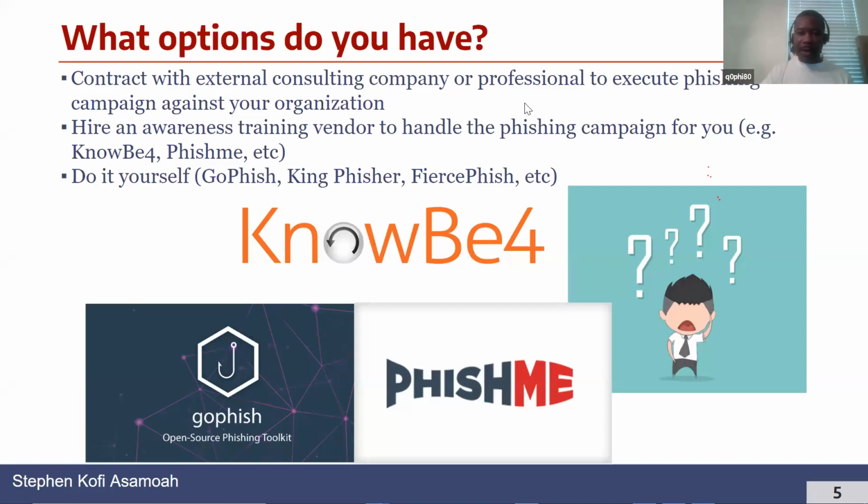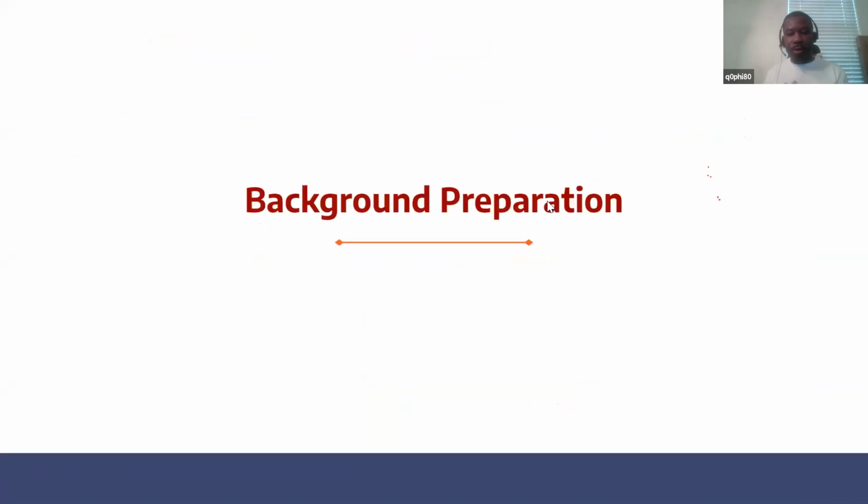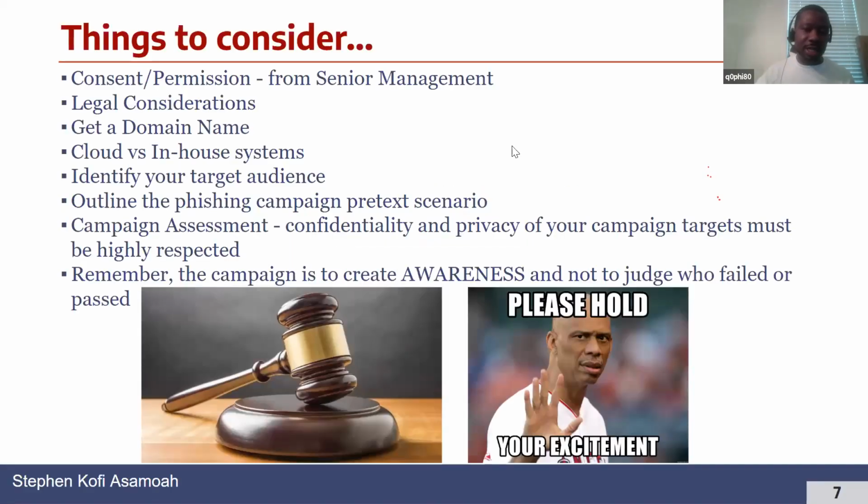All right. So now, let's assume we have decided to go with running this on our own. What are some of the background preparations that we need to make before we even send the first phish out? Because you can't just start running without making some preparation or some considerations. So some of the things that you might want to put into consideration are, first of all, let's say you are the director of cybersecurity within your organization, or you're the manager who is in charge of the whole operation.